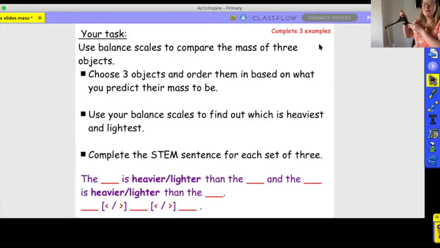Okay, Year 2, so you can always get an adult to help you, but you need to balance the scales on your hand and make sure they're sitting at roughly the same height. Okay, you can do this by making sure the strings are in roughly the same place.